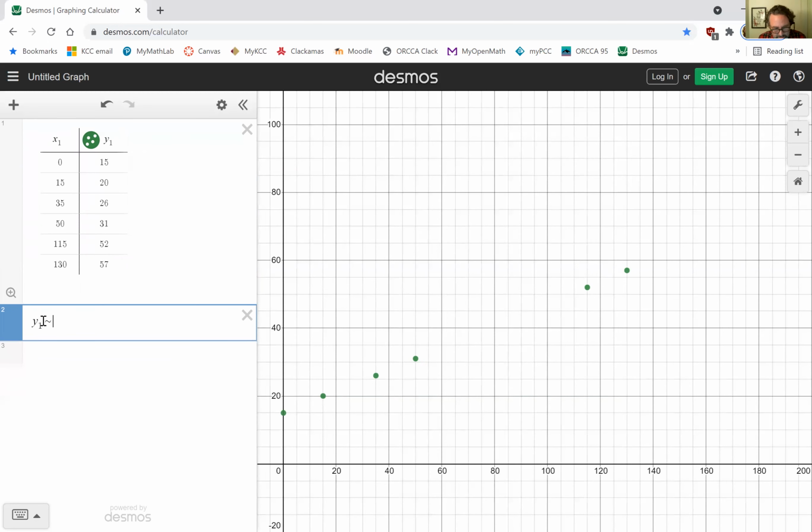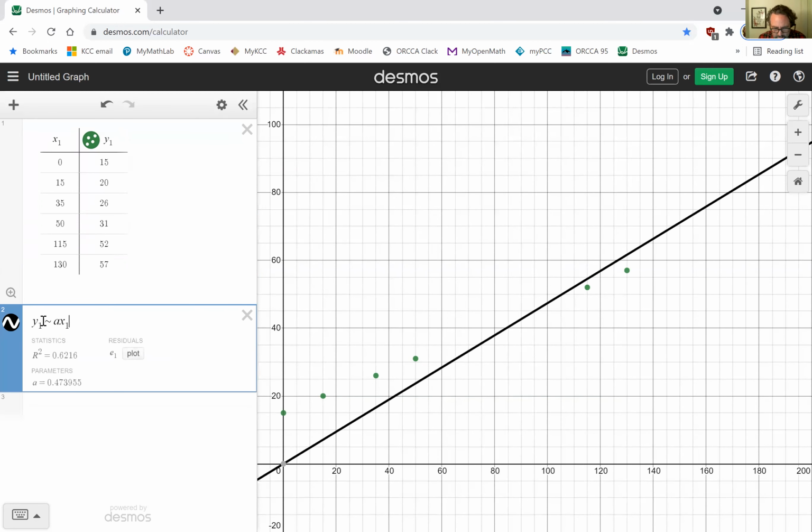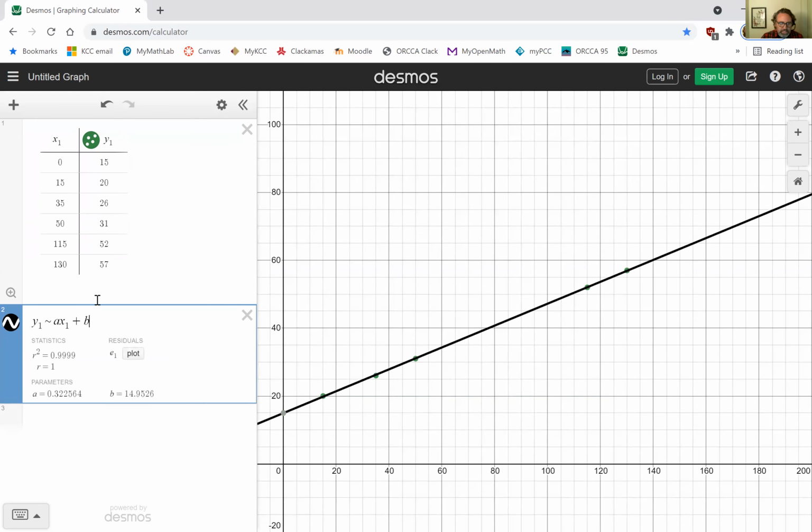Y1 tilde AX1 plus B. And you can see this has a very strong positive correlation. R squared is 0.9999. R says it's 1. It must be 0.99999, something like that. Something that when you get to the 5th decimal place, it rounds it up, and it just rounded it up to 1. But we know it can't be exactly 1 based on the R squared here.